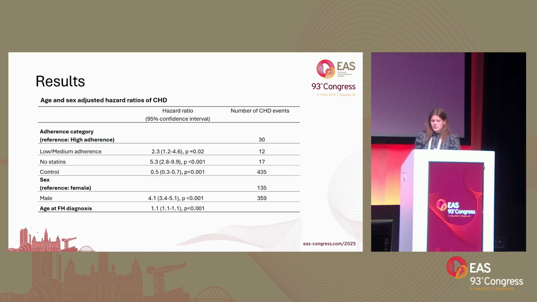When we adjust for age and sex in estimation of hazard ratios of coronary heart disease, we see the same pattern. Patients with low or medium adherence have 2 times higher hazard of coronary heart disease compared to those with high adherence. Importantly, patients with no statin treatment have 5 times higher hazard of coronary heart disease compared to those with high adherence.